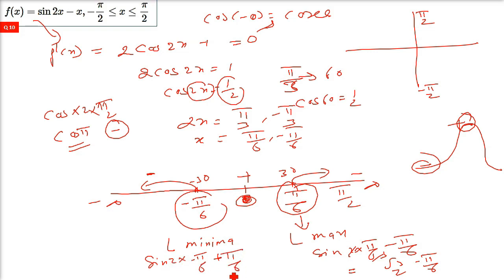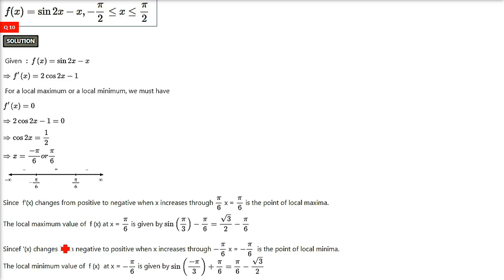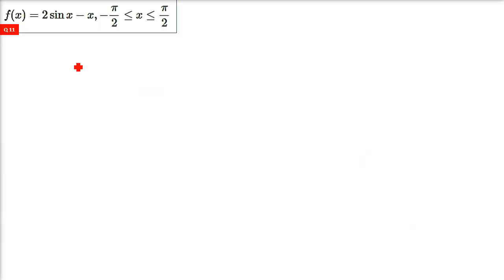Here you will get, because sine minus theta is minus sine theta, cos minus theta is plus cos theta. So you'll get a negative here. You'll get negative root 3 by 2 plus pi by 6. You can also say that it is negative of root 3 by 2 minus pi by 6. So they are the local minima and local maxima value, which is found by placing negative pi by 6 and pi by 6 in sine 2x minus x. So this is the whole scenario which I explained. Main key is you need to know trigonometry a lot, like this.